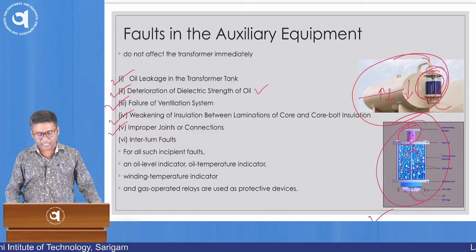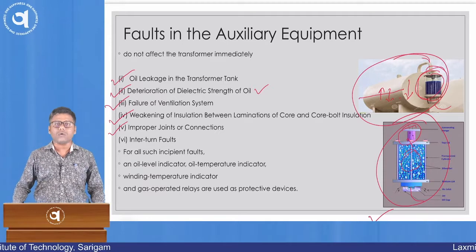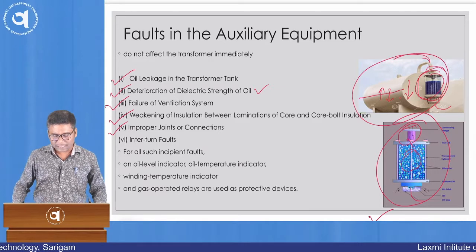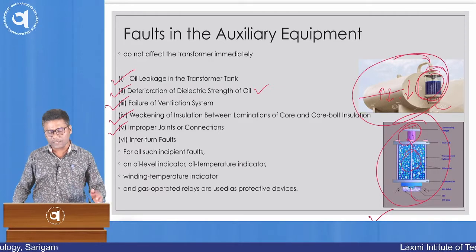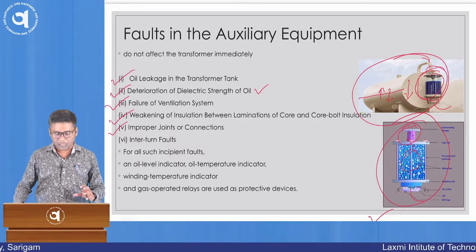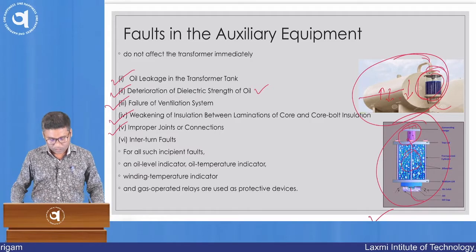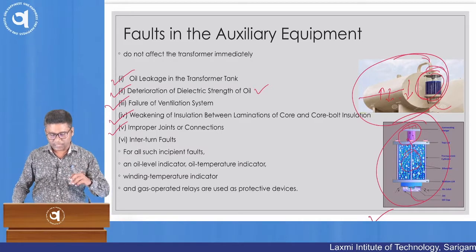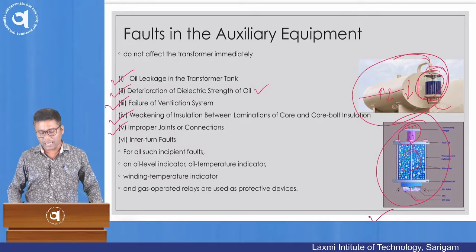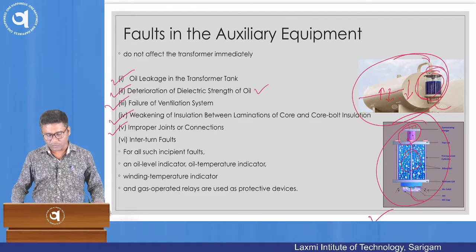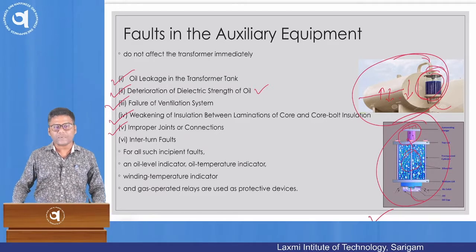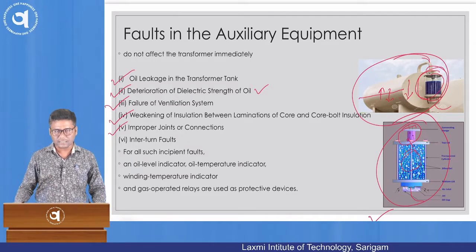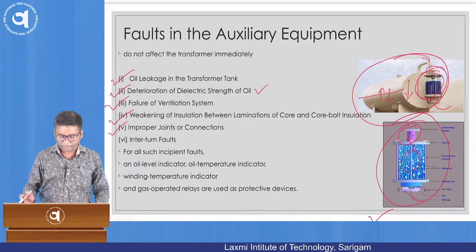Sometimes improper joints and connections also create a local hotspot, local heating, so we need to inspect this condition. If during manufacturing itself the joints or connections are improper, and the joint is oil immersed, then the oil temperature and winding temperature will go high, and in that case the gas operated relay will be very helpful. That relay we will discuss later on in this lecture.